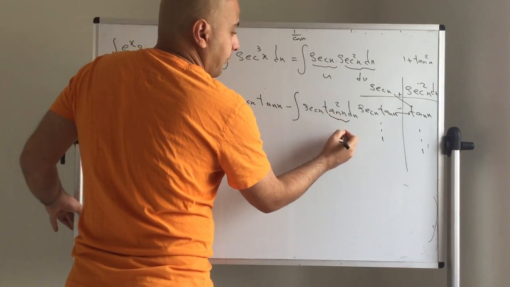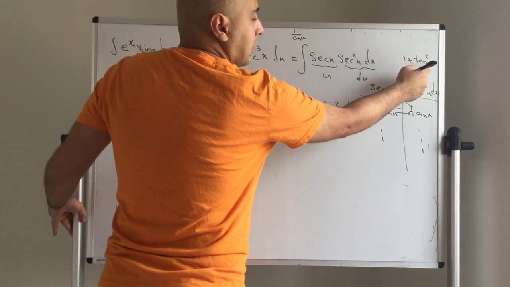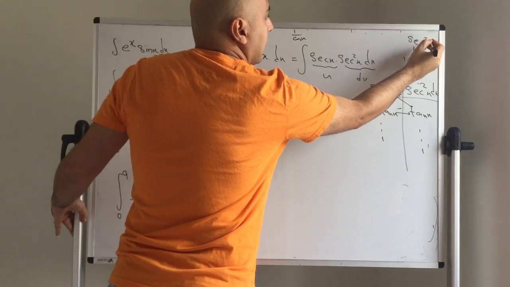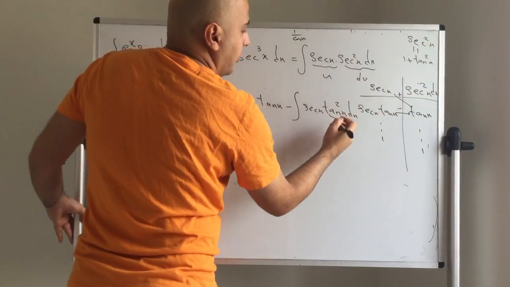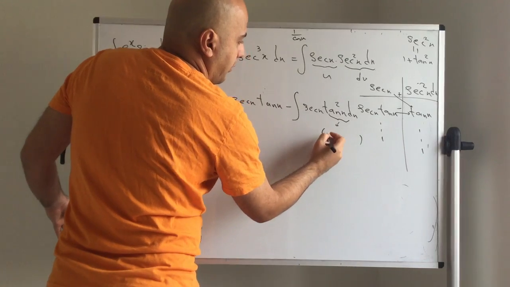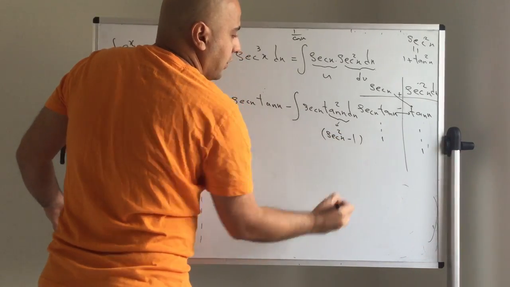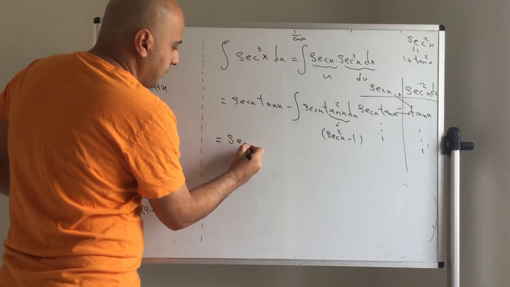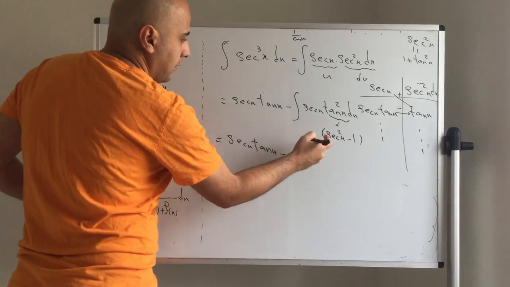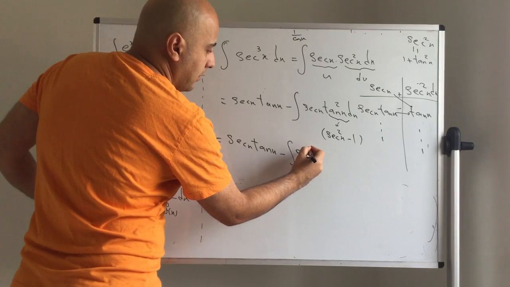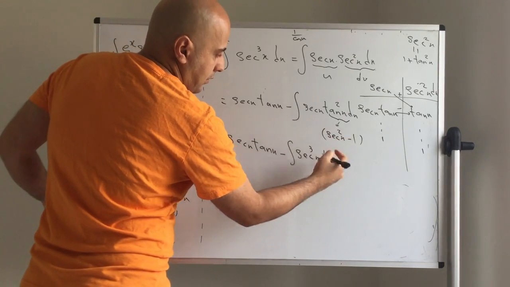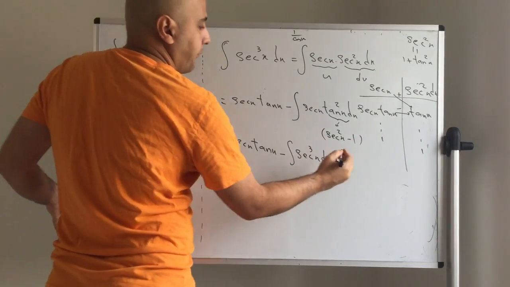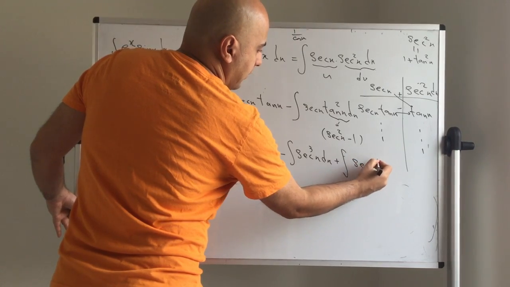I know that 1 plus tangent power 2x is equal to secant power 2x. So I can replace tangent power 2x with secant power 2x minus 1. So I will have secant x tangent x minus the integral of secant power 3x dx, and I'm going to expand the bracket, plus the integral of secant x dx.